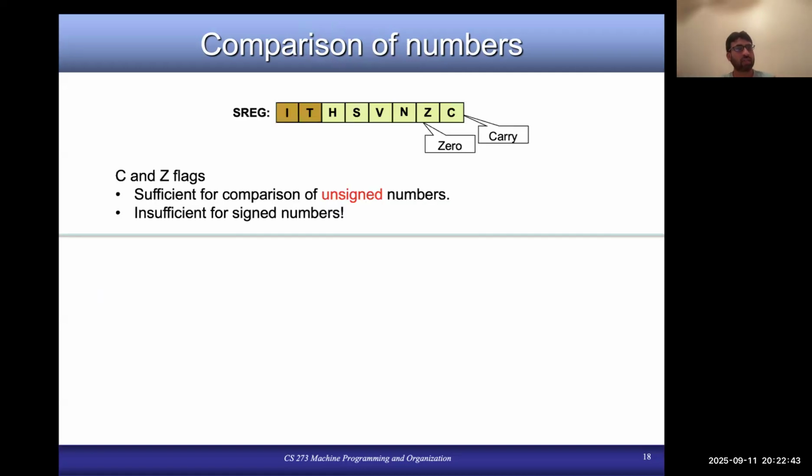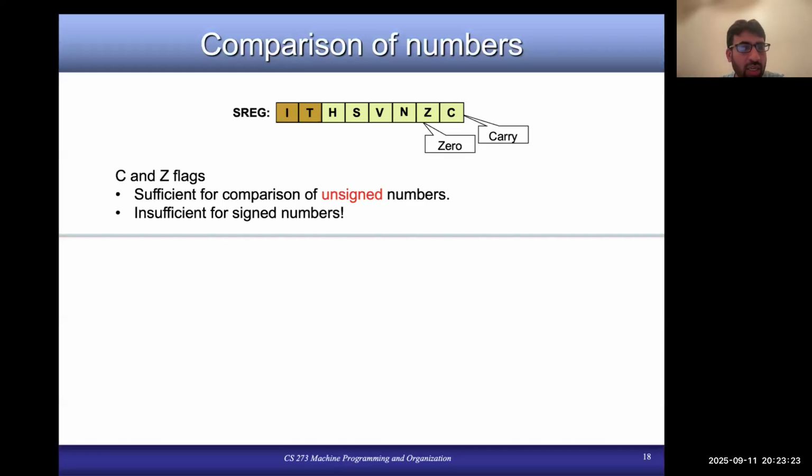So, comparison of numbers. When we were talking about the status register, we covered several flags like the carry flag, zero flag, negative flag, overflow flag, sign flag, and half carry flag, right? When you are doing the comparison of numbers, we base our comparison on the value of two flags, the C carry flag and the Z flag. But here we are talking about unsigned numbers.